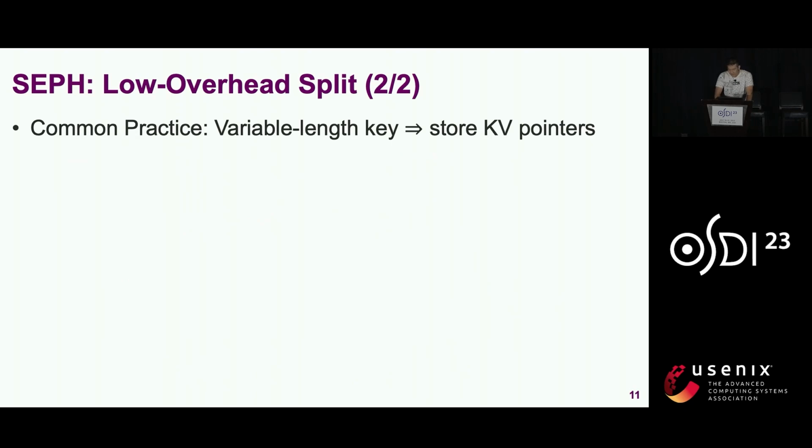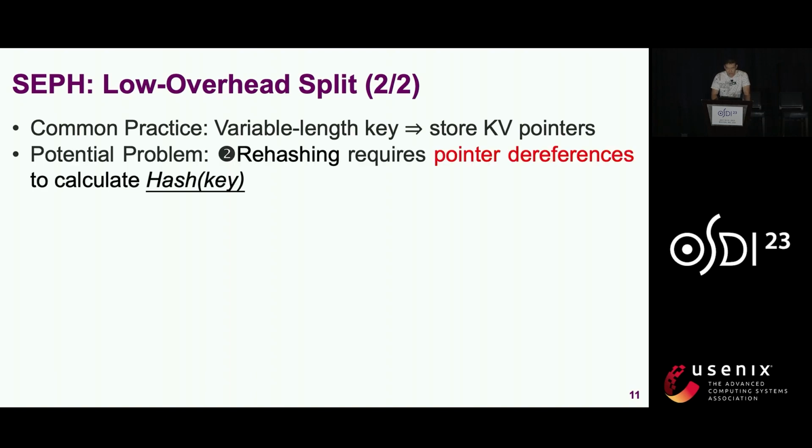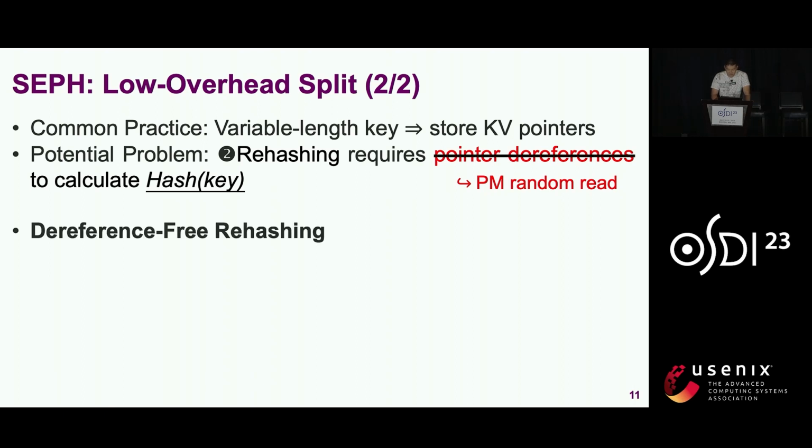We found the overhead of split can be further reduced. A common practice to support variable length keys is to store the KV pointer in the hash table. However, rehashing requires dereferencing the pointer to calculate the hash key. These pointer dereferences are usually PM random reads, which is unfriendly to PM. So we propose dereference-free rehashing to eliminate this pointer dereference.